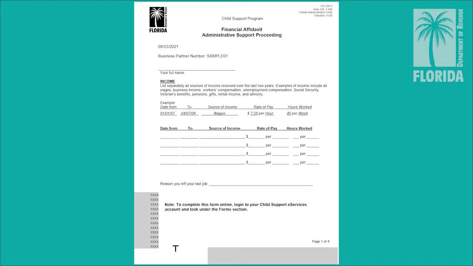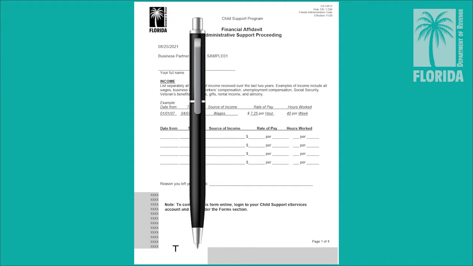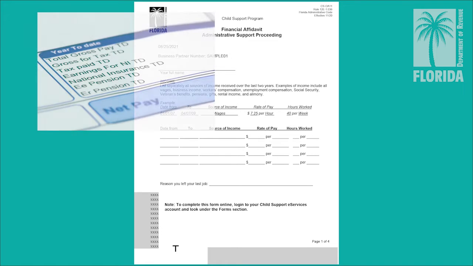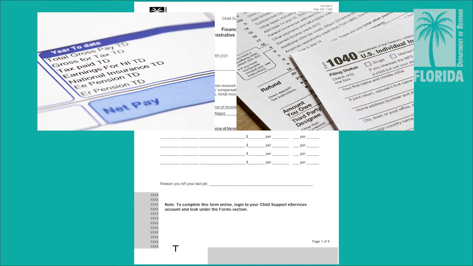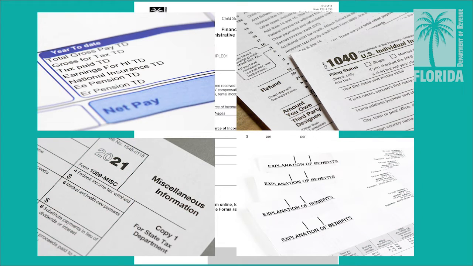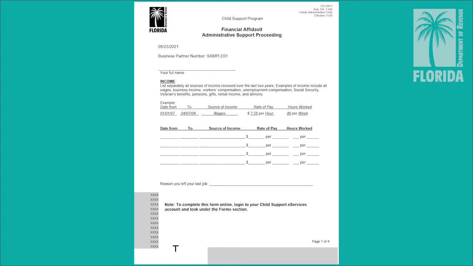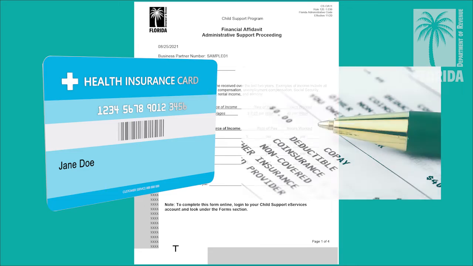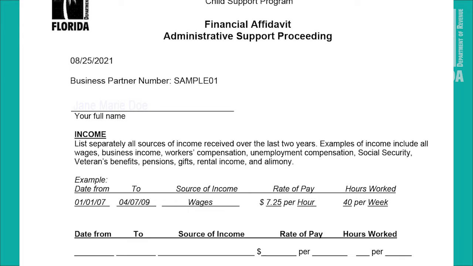When filling out this form, use dark blue or black ink. Please do not use pencil. Be sure to have your financial records for the past 2 years available to reference. This includes pay stubs, federal income tax returns, 1099 forms, benefit statements, and/or other proof of income. You will also need your health insurance information, if you have it, and information on any child care expenses you pay. Start by entering your full name on the line provided at the top of the form.